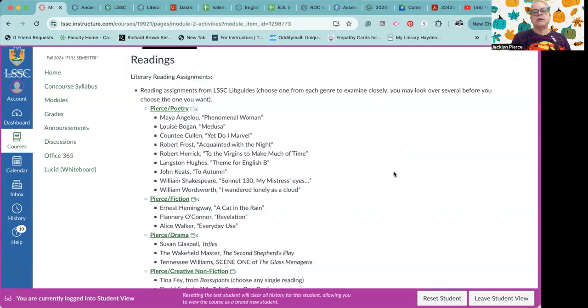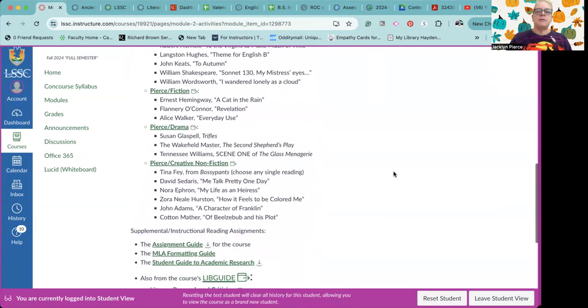What I want you to do is choose one from each genre to examine closely. Of course, you can look at more than one each, but I've got some poetry selections, some fiction selections or short stories, and drama. There are 3 choices in drama, and then finally some creative nonfiction by authors you may be familiar with, like Tina Fey, a well-known current contemporary author. Like I said, I want you to read at least one from each of these categories.